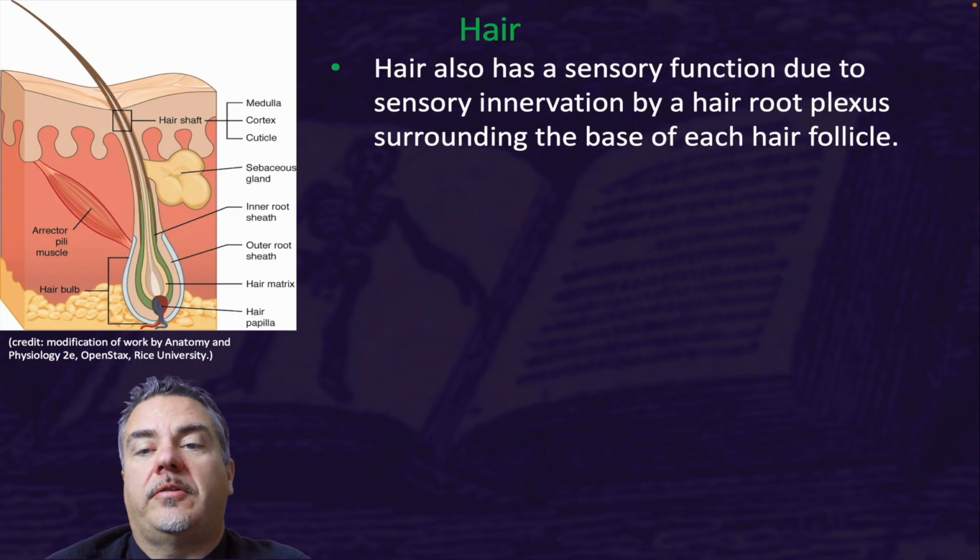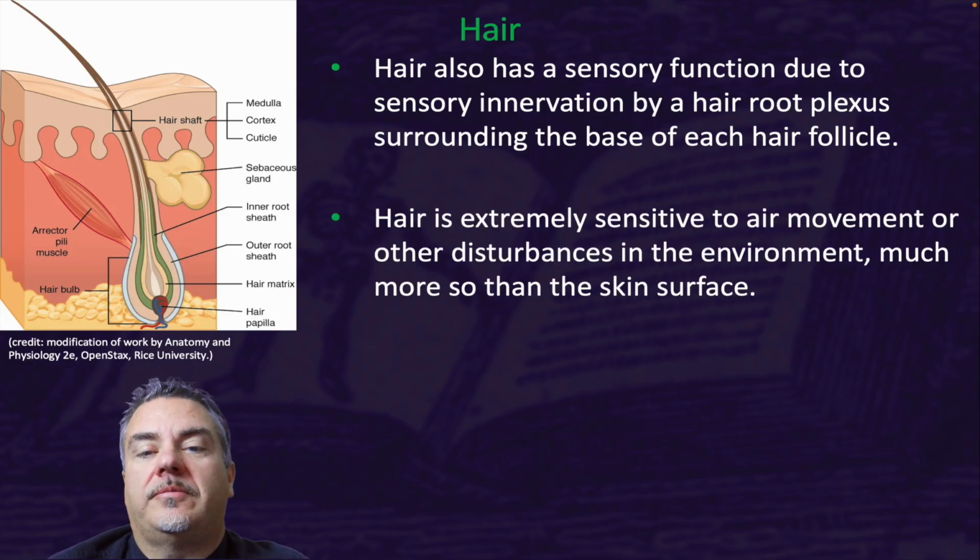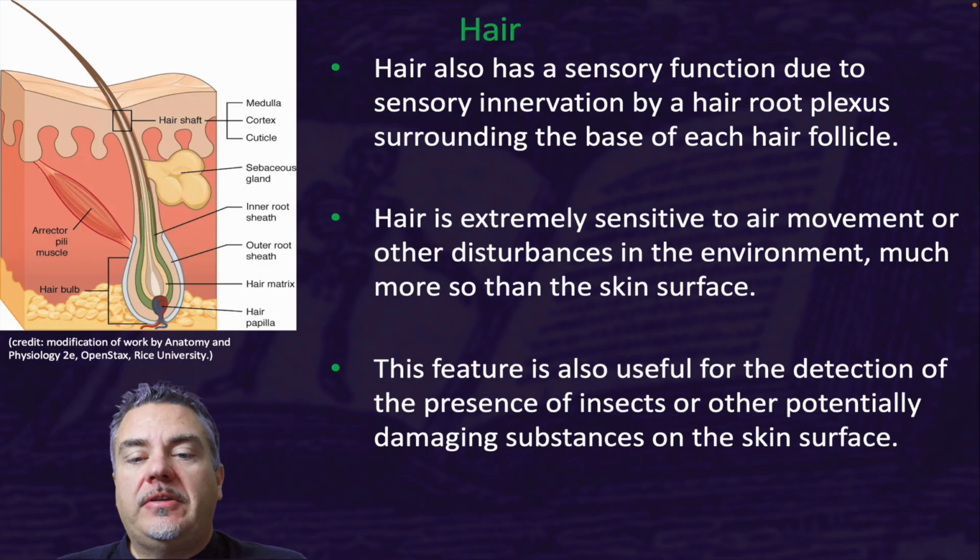Hair also has a sensory function due to sensory innervation by the hair root plexus surrounding the base of each hair follicle. Hair is extremely sensitive to air movement or other disturbances in the environment, much more so than the skin surface. This feature is also useful for the detection of the presence of insects or other potentially damaging substances on the skin surface.